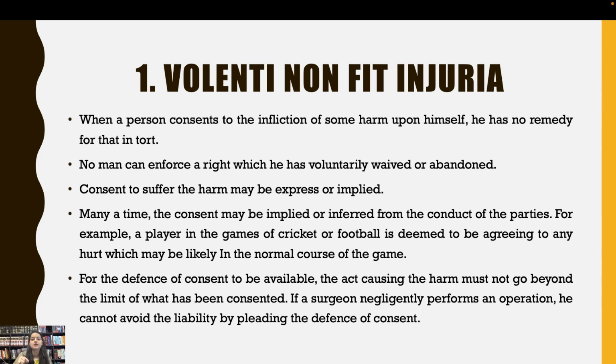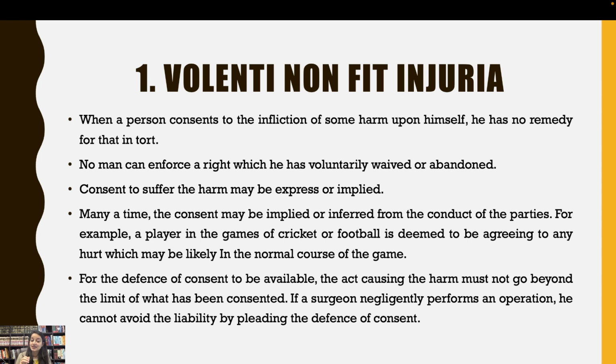I sign consent documents and I agree when I'm jumping, I agree to the acts. Correct? And I also sign waivers when I do bungee jumping or any such sport activities. However, in a game of cricket or football, you agree that any such act which might hurt you during the course of the actions can be taken up. Now, for the defense of consent to be available, the act causing the harm must not go beyond the limit of what has been consented.